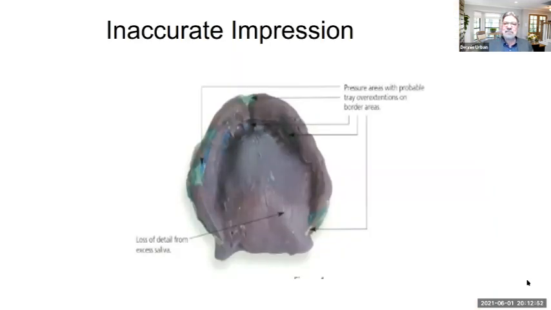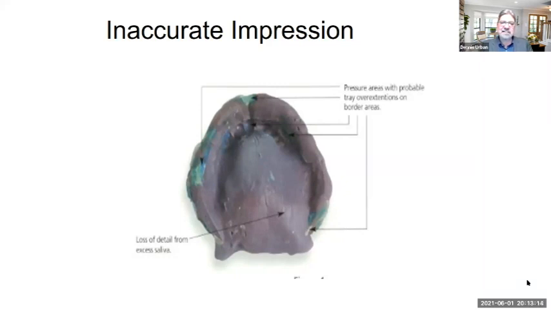Well, you've got pressure areas with probable overextension of the tray in those border areas. So what's going to happen with that? That might be an issue later on, and it actually pushes the denture out of the mouth, and it's going to go against what we want as far as good retention. And we have loss of detail from excess saliva in this impression here.